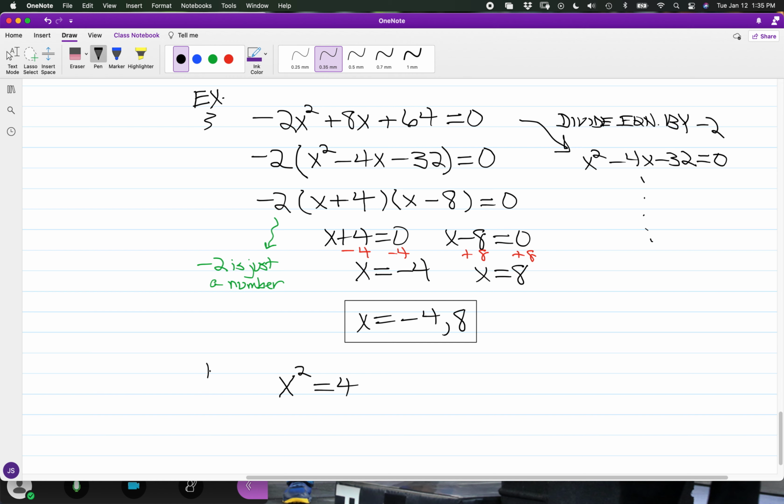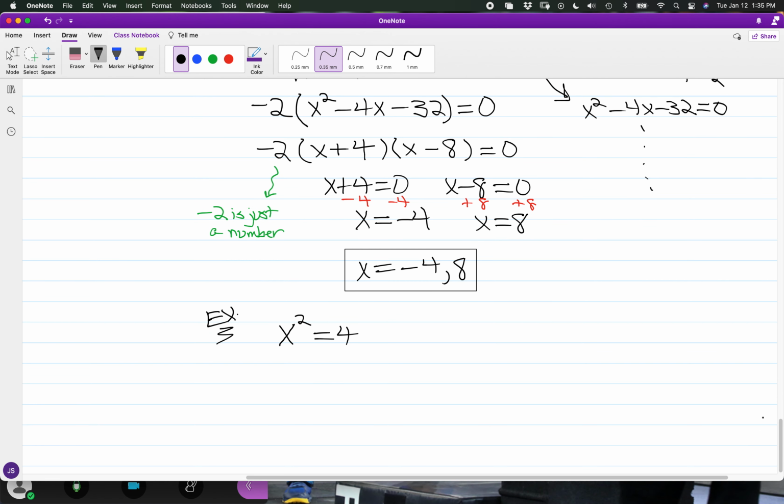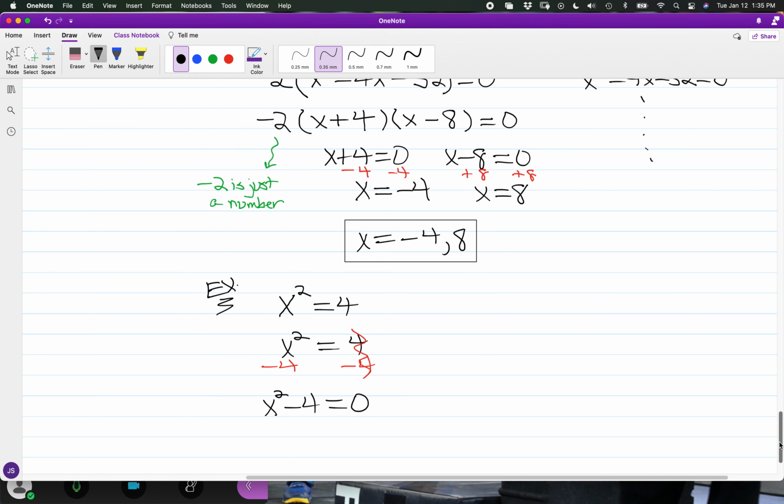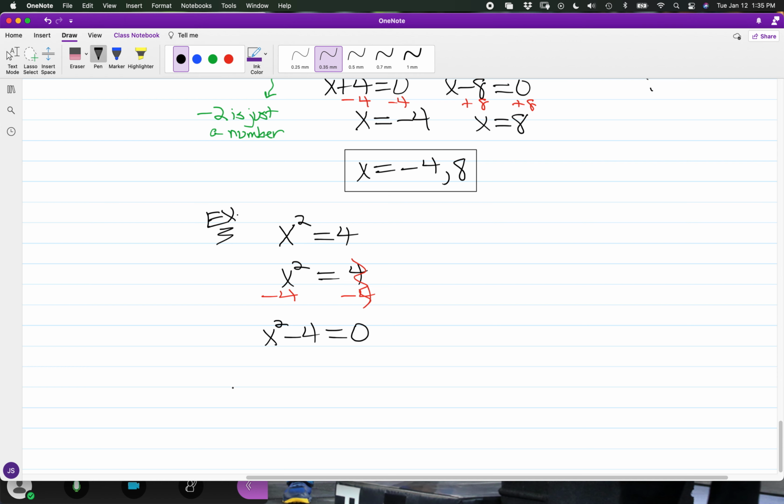All right, and let's say I have just x squared is equal to 4. Now there are at least a couple of techniques that I can use for this one. But let's just put what I have here in the context of expressing it as a quadratic equation in standard form. So if I have x squared equal to 4 and I want to set this equation to 0, we have x squared minus 4 is equal to 0.